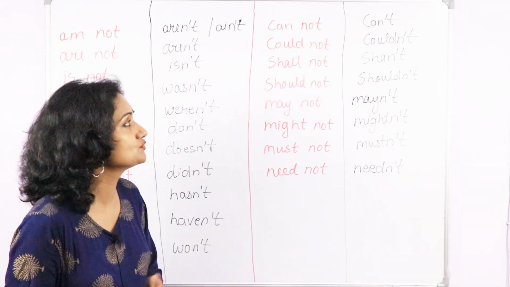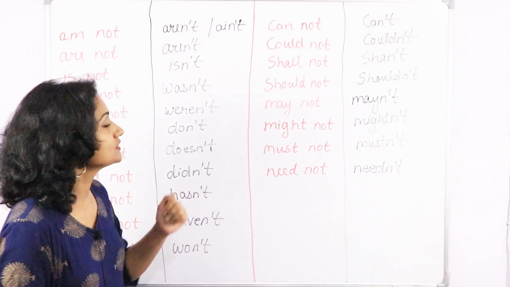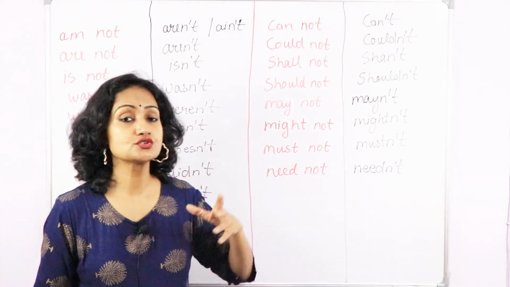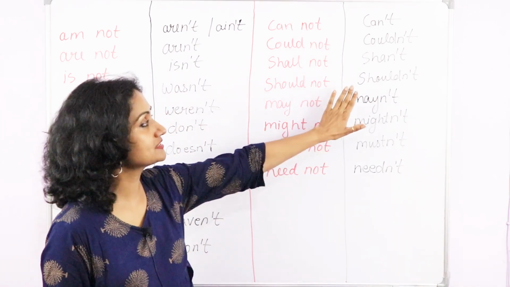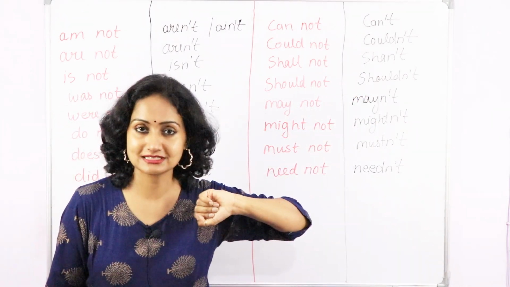So generally people use shall not. Okay, so next is should not. You shouldn't do that. You shouldn't have done that. So the contraction of should not is shouldn't.